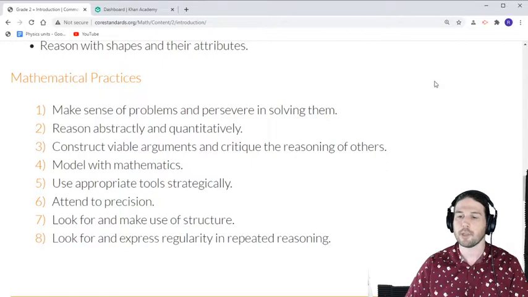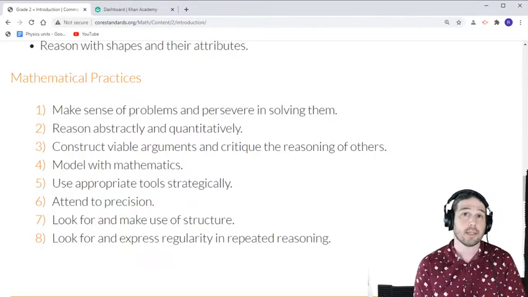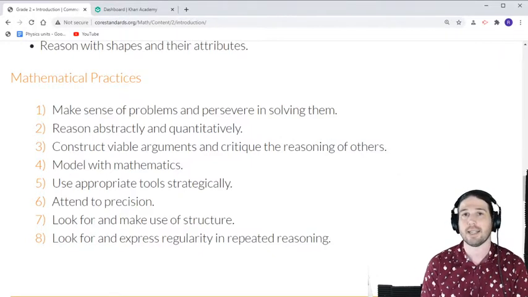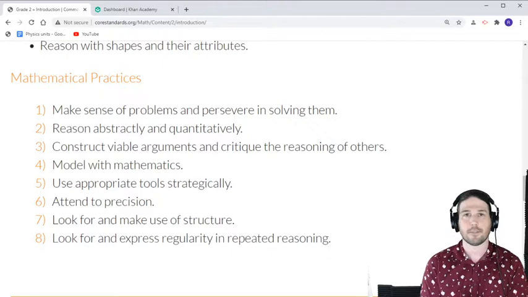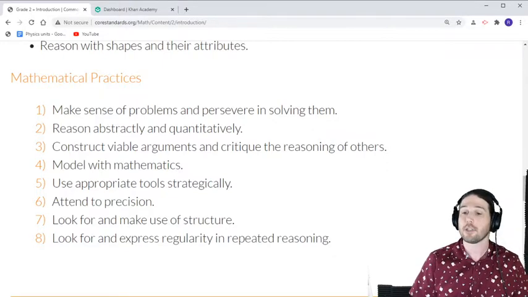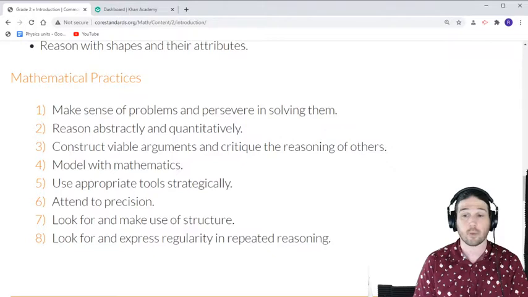Use appropriate tools strategically. We have a toolbox now, right? We've just spent 4 streams, 2 years of in-class time developing a sense for addition and subtraction and how to tell which one to use in what situation and all of that. So that's what we're going to be doing in this second grade as well.